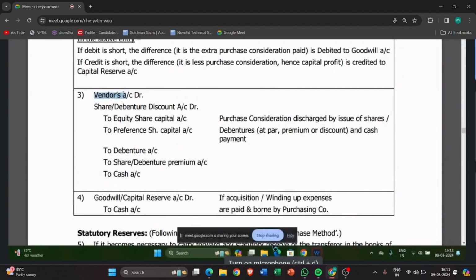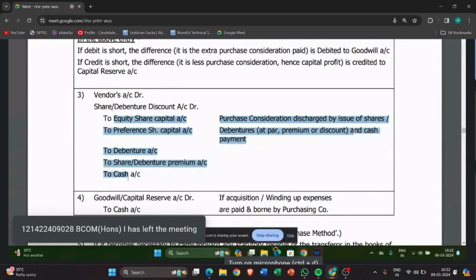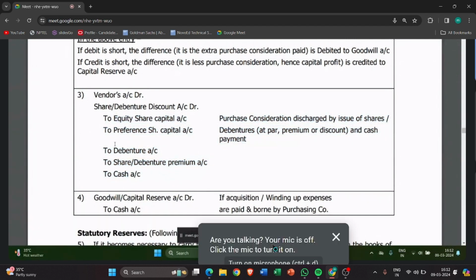Liquidator of transferor company account debit, to share capital, to debentures, to cash, whatever you are paying will go in the credit. These shares and debentures can be at a premium, par or discount. However it is paid. If it is at par, then no problem, just write to shares, to debentures, that's all. But if they are at a premium or a discount, premium should be credited to securities premium, and discount should be debited to discount on issue of shares or debentures.